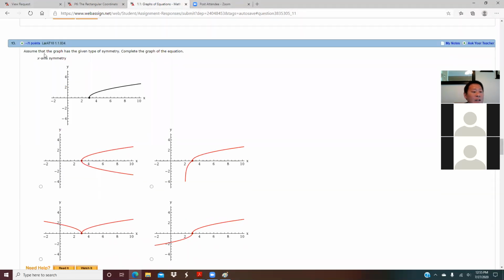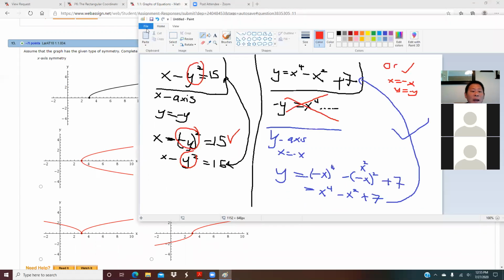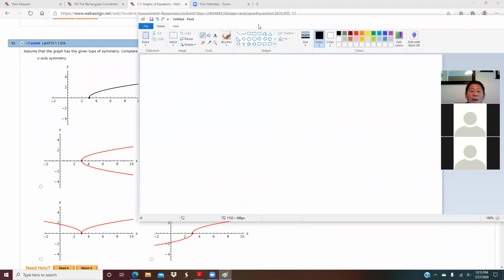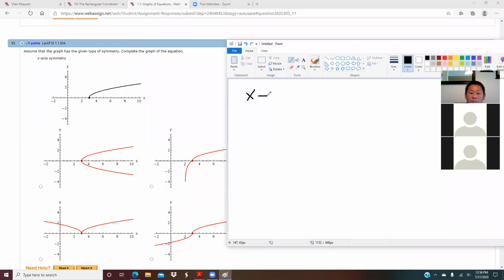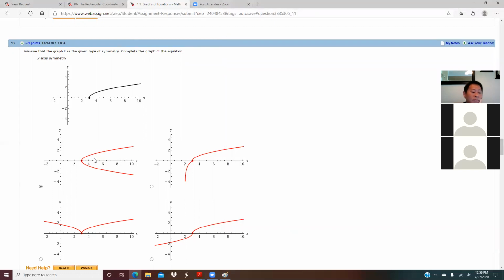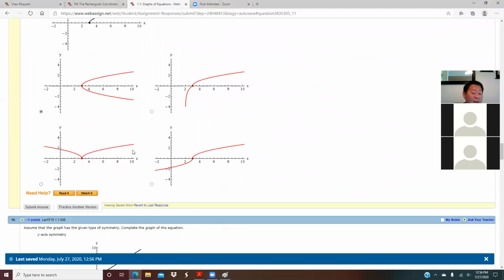Next, assume this graph is symmetric, graph the situation. So if it's symmetric to the x-axis, it's kind of like a reflection on the x-axis. For this kind of question, when they ask you which one is the correct graph, if they ask you for x-axis, it's a reflection. So if this graph looks something like this, what happens when you reflect it on the x-axis? You will get this. So your graph will look like this one. This is how we do reflection on the x-axis.